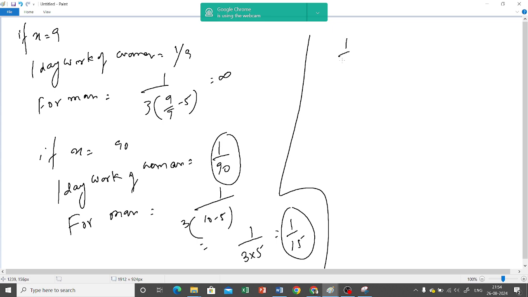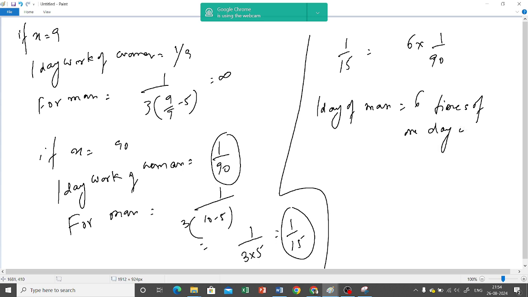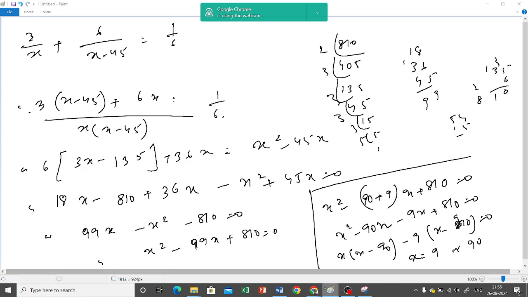So this 1 by 15 is nothing but 6 times of 1 by 90. Yes or no? This 1 by 15 is nothing but 6 times of 1 by 90. So that means 1 day work of a man is 6 times of 1 day work of a woman. So what is the answer? The answer is 6.